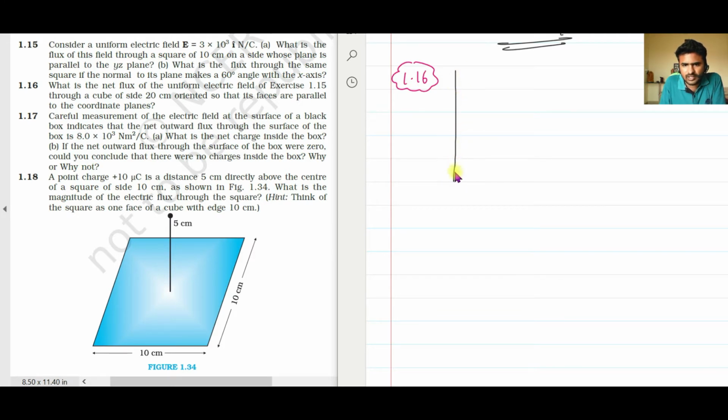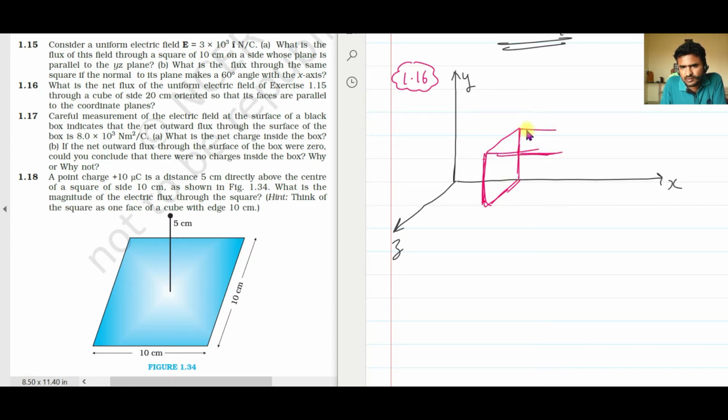See, this is my y-axis, and this is my x-axis, and that's my z-axis. Now I'm going to consider a cube such that the sides are parallel to the coordinate axes. So this is one side of the cube, this is another side. Yeah, that's a cube. Now electric field will enter this face.